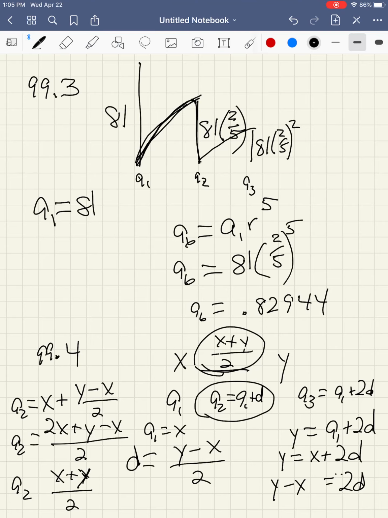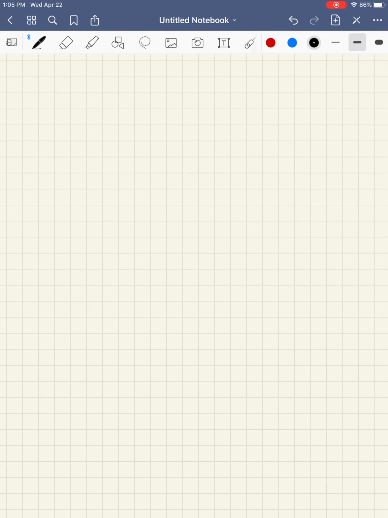All right? Okay, the next one is to find the geometric mean. The geometric mean is also called the mean proportional, which we have in right triangles. So this one says find the geometric mean between x and y. So it's the same concept, except it's just geometric this time.